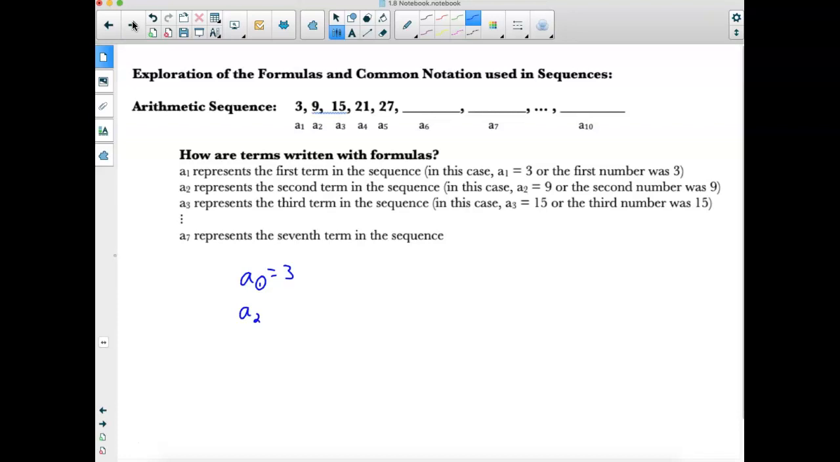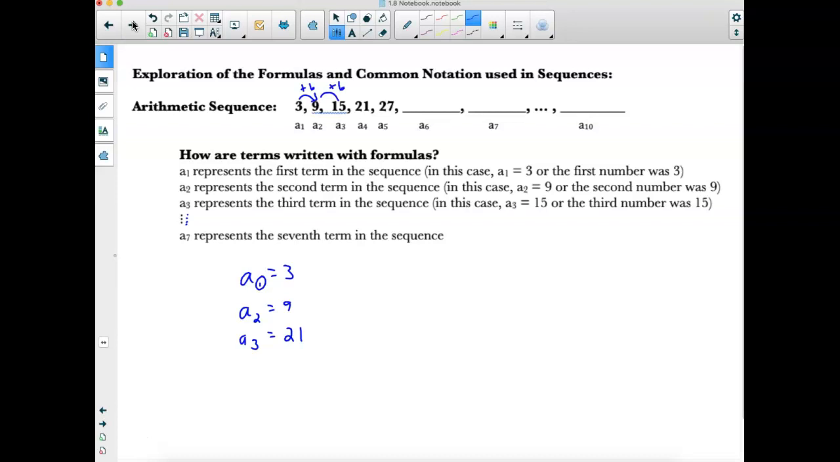Arithmetic term number 2 would be 9. Arithmetic term number 3 would be 21, just as they are explaining right through here. Okay, and the ellipsis between there just means it continues. So if I'm looking here, I can see plus 6.